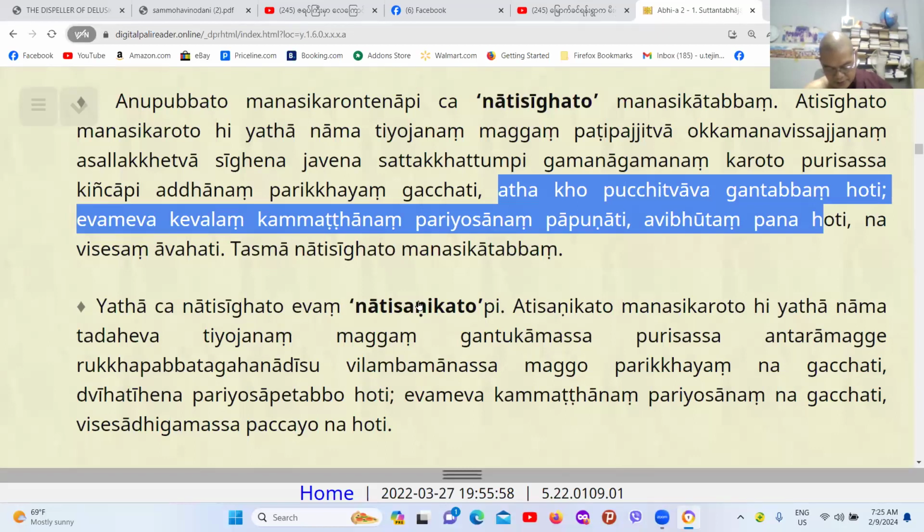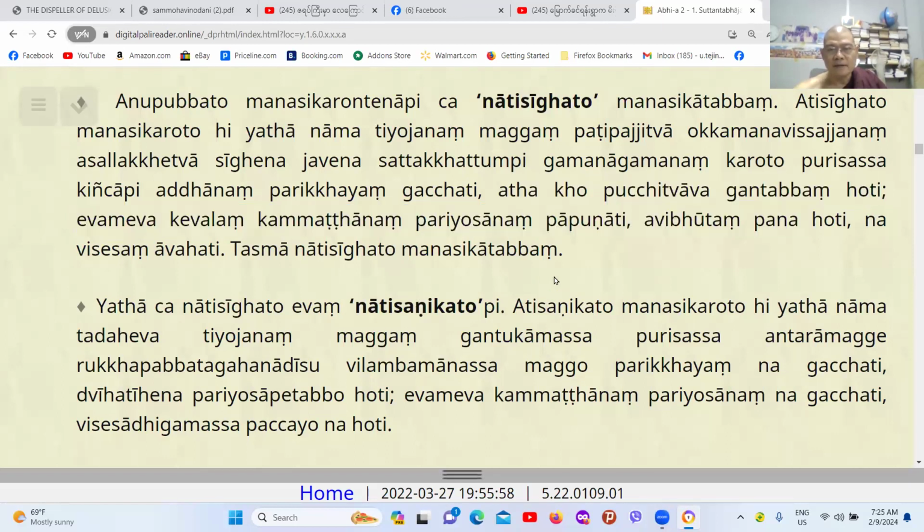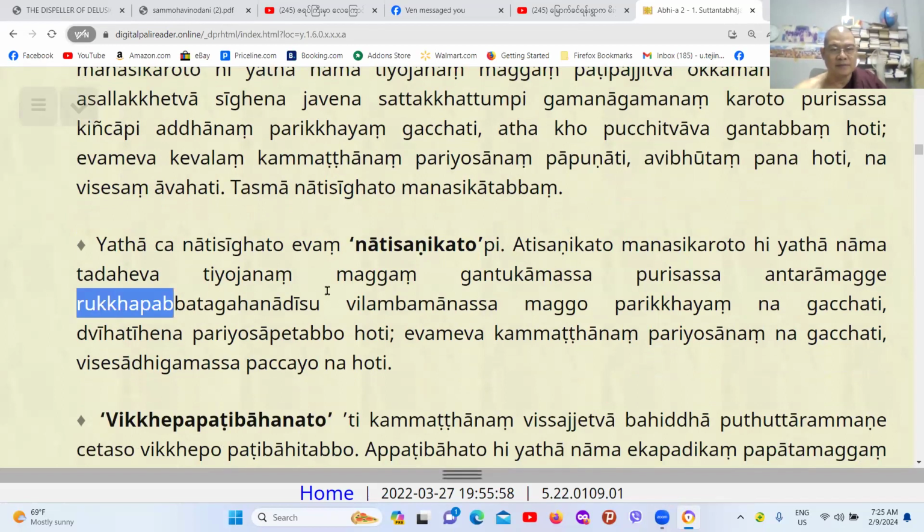just like a person who was to go on a journey of 30 yojanas, he ought to go within one day. Now, 30 yojanas, all the way, trees, mountains, bushes. Rokha, the trees. Pabbata, the mountain. Gahana, the bushes.